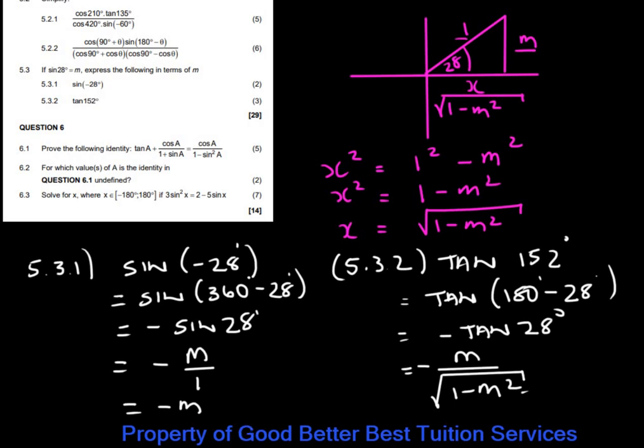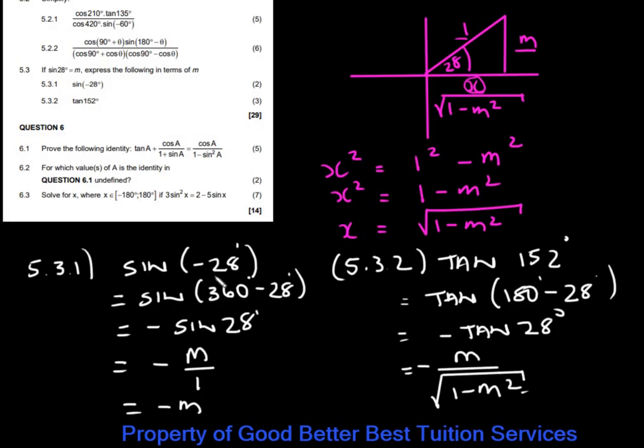How do we find the adjacent side? We find the adjacent side by using Pythagoras. X squared is equal to 1 squared minus m squared. Once we simplify that, we see that x is equal to the square root of 1 minus m squared, which I've filled in here for x. So that side is the square root of 1 minus m squared. Now we can go and answer the questions.